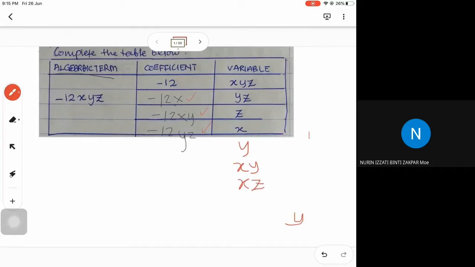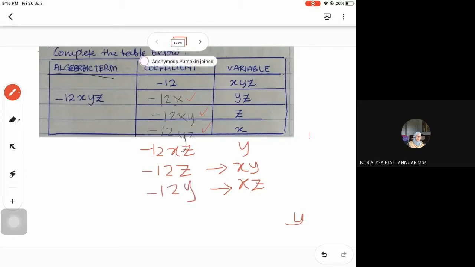Okay. So, kalau the variable is Y, what is the coefficient? Negative 12XZ. Okay, kalau xy, negative 12z, the coefficient. Kalau variable is xz, negative 12y. Okay, great. Okay, understand what coefficient is, yeah? Okay, we go on to the next question.